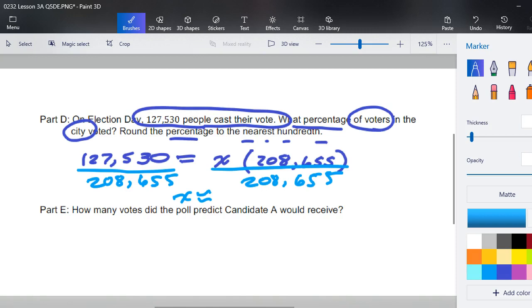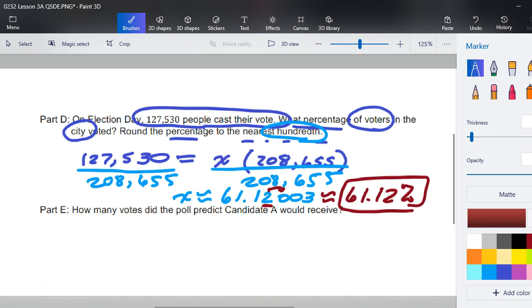Grabbing a calculator, I'm going to take my 127,530 and divide it by 208,655. They are asking us to round to the nearest hundredth. So when I multiply by 100, I get 61.12003. If they want us to round to the nearest hundredth, I'm going to go to my hundredths place and look behind it. That 0 tells us we stay where we are, leave everything well enough alone, and we're getting about 61% of the voters did vote.